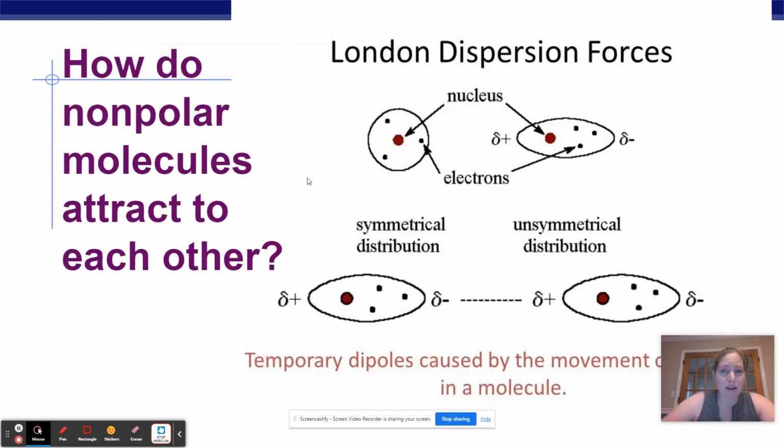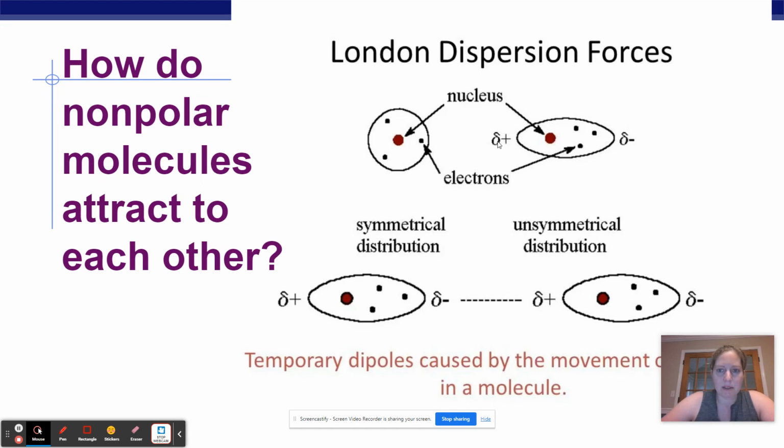Lastly, we have what we call London dispersion forces. Even nonpolar molecules are able to attract to each other and to polar molecules through these London dispersion forces. And so remember that the electrons are constantly moving around the nucleus. Every once in a while, more electrons might end up on one side of the nucleus than the other. And so we'll have a very temporary dipole where one end of the atom or molecule is partially negative and the other end will be partially positive.